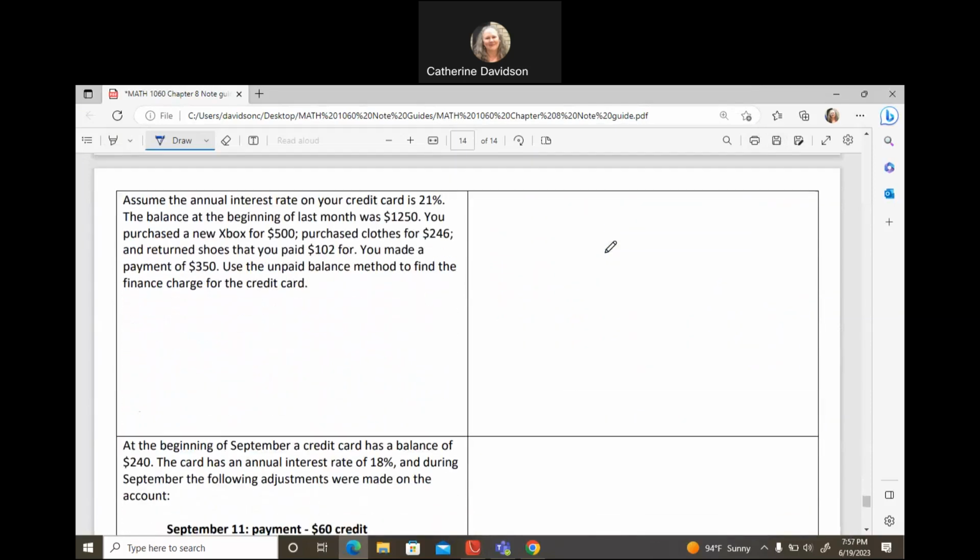Let's do another one just like this. And again, if you want to try this question, pause the video, try the question, and then go through with my work and see if you got it correct. This would be a good time to try this. All right, we have an interest rate of 21%. The beginning balance was $12.50. So we can compute the finance charge for the previous month.